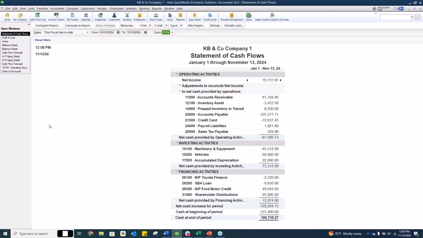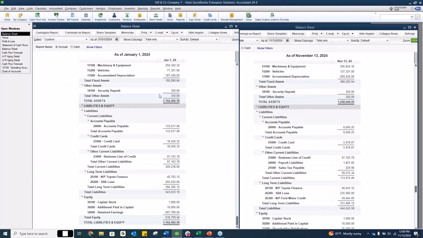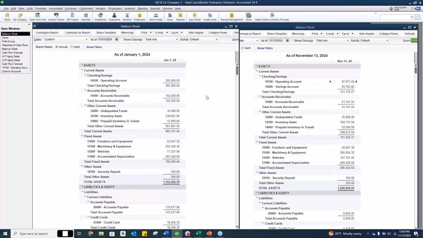First, let's look at the cash flow statement for my accounts receivable. AR is showing a positive $61,358.46. Again, think of that positive number as something that's adding to cash. On the left-hand side of my screen is a balance sheet as of January 1st, and on the right-hand side is a balance sheet as of today's date.